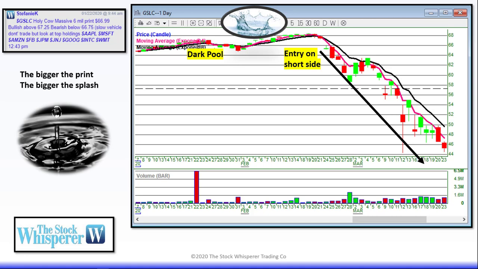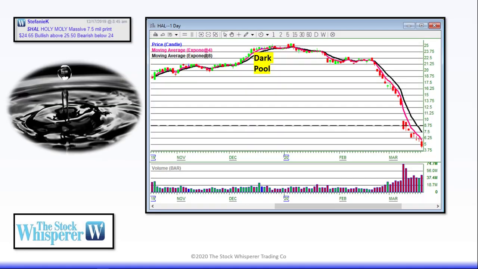So people ask me, hey, Steph, did you see the dark pool settling at the top? Absolutely. This was one of them. Here was another one on Halliburton. Holy moly, massive 7.5 million print. 2465, bullish above 2550, bearish below 2465. Sorry, bullish above 2550, bearish below 2465. The print was at 2465.